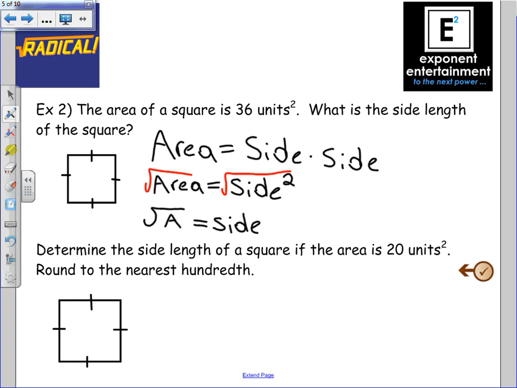Determine the side length of a square if the area is 20 units. Round to the nearest 100. It's asking you to estimate. So don't use your calculator.